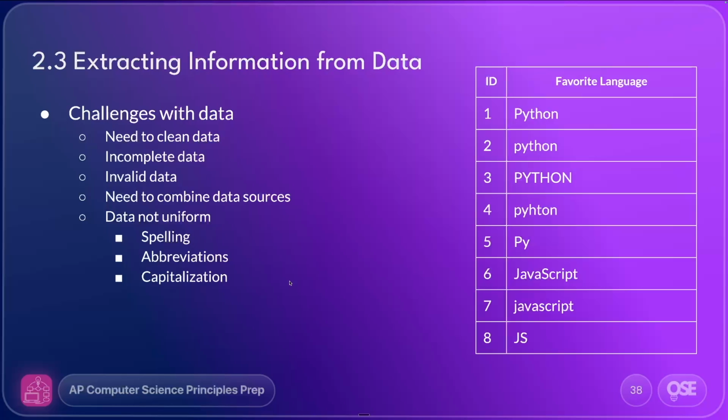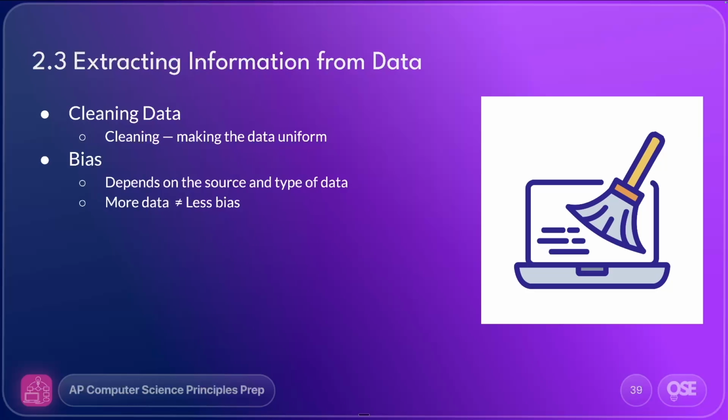Now, how do we extract information from data? There are some challenges. For example, needing to clean data, we have incomplete data, invalid data, needing to combine different data sources, or some other issues, like spelling. Sometimes there's also abbreviations and capitalizations. For example, if some people write like this, I don't know which goofball would write Pichton, but okay, that's some data cleaning. Need to hire a data cleaner to solve this. How do we clean data? We just take it and clean it. And we do it by making it uniform.